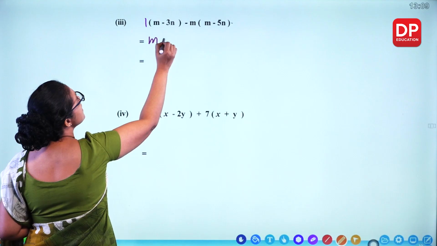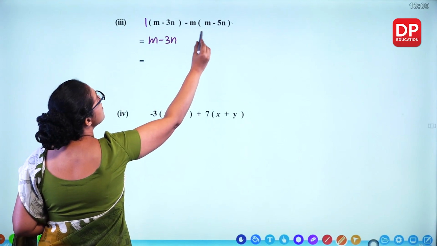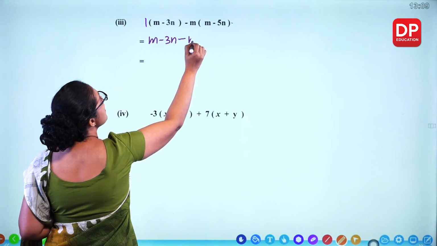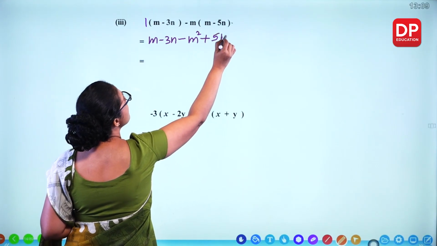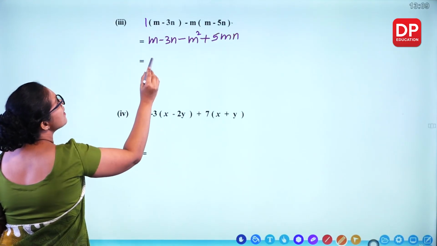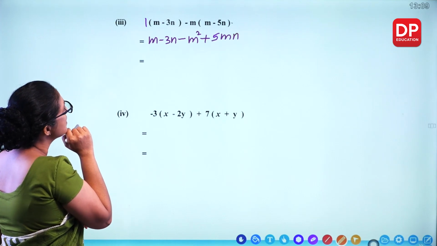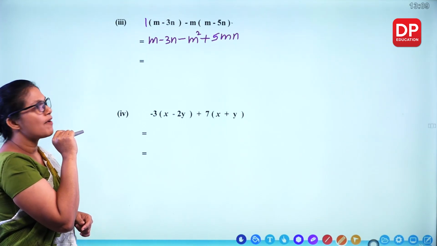This one, nothing means this is like 1. So, m minus 3m. Multiply these two, minus m squared and minus minus plus 5mn. Now, what are the like terms? You can't simplify further.